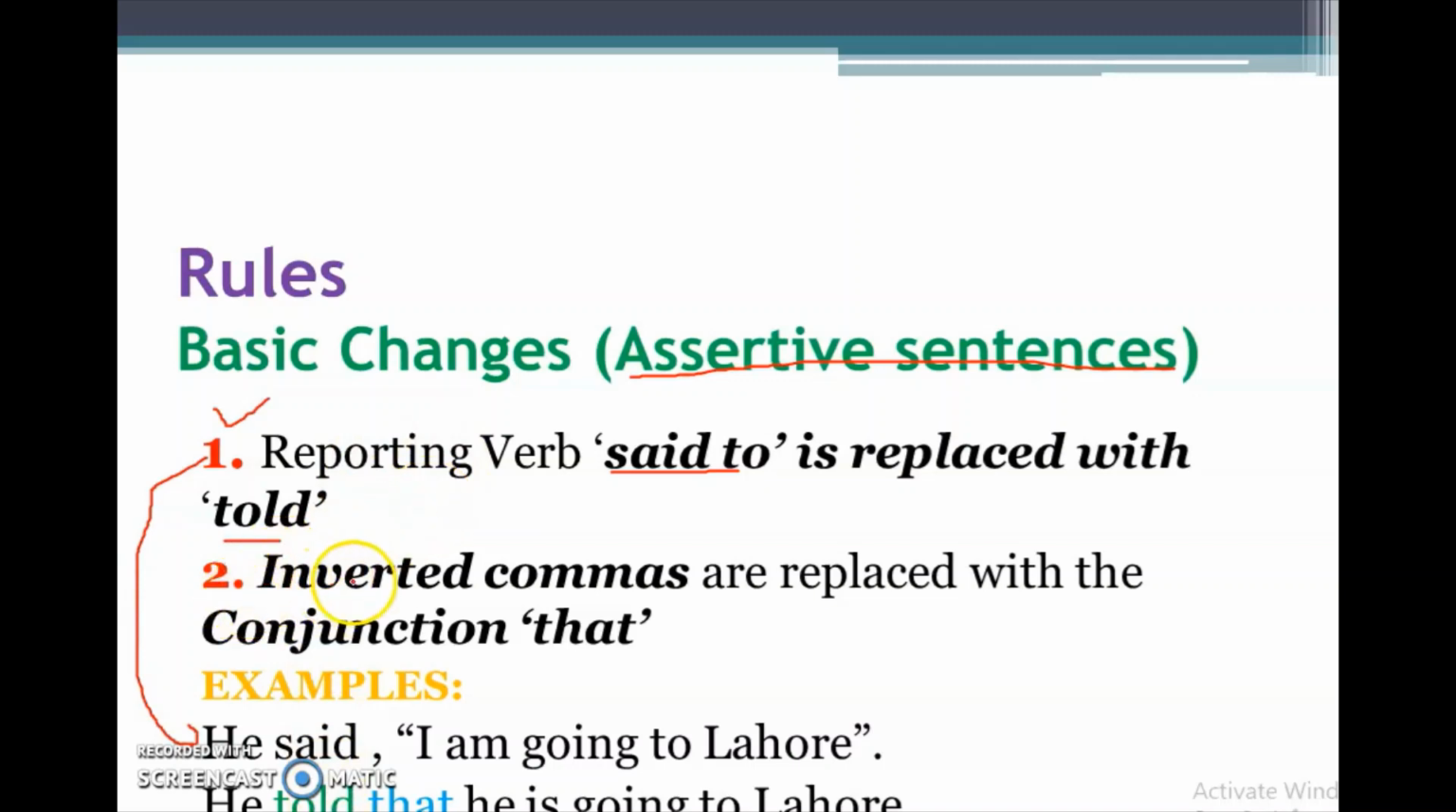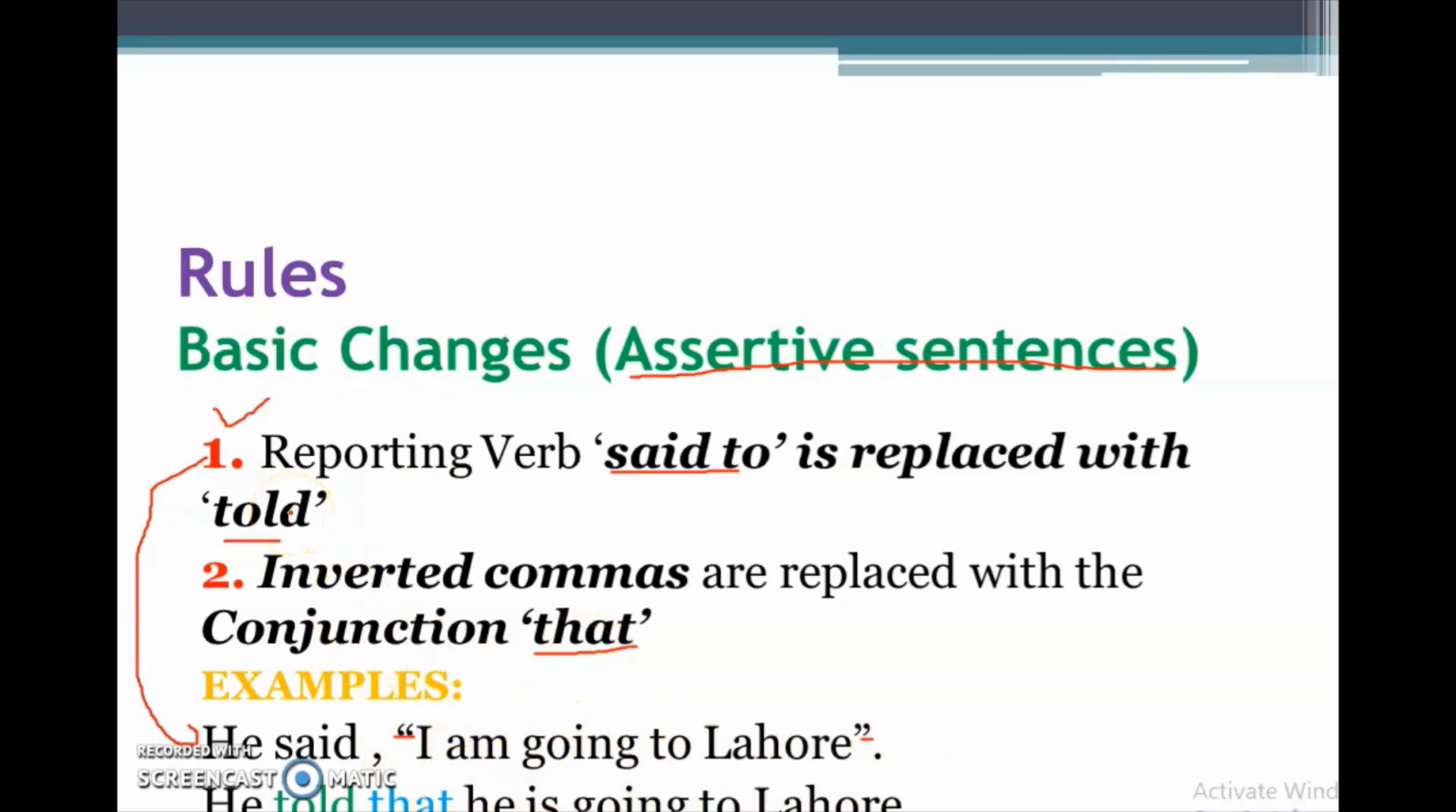The second rule says inverted commas are replaced with the conjunction that. We will use that and remove the inverted commas. Look at the example: he said, I am going to Lahore. These are the quotation marks or inverted commas. In indirect narration, we have used that: he told that he is going to Lahore. So we have replaced the inverted commas with the conjunction that.